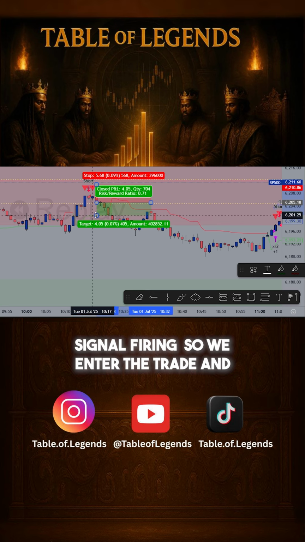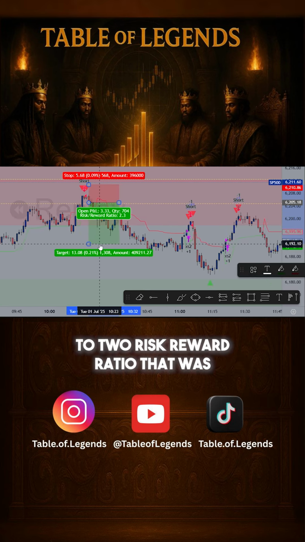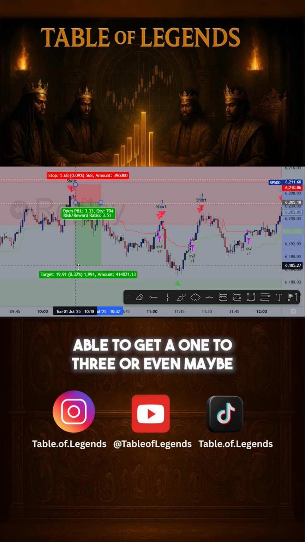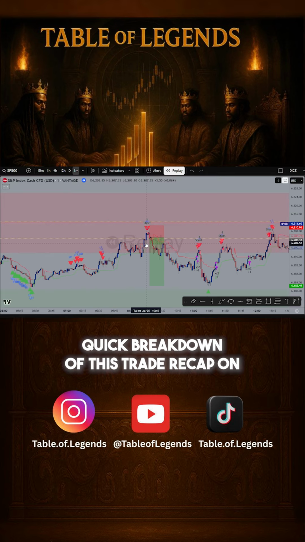So we entered the trade and we had an easy 1-to-1, if not a 1-to-2 risk reward ratio that was achieved. And for some that held, we're able to get a 1-to-3 or even maybe squeeze out a 1-to-4. So that's a quick breakdown of this trade recap on S&P 500.